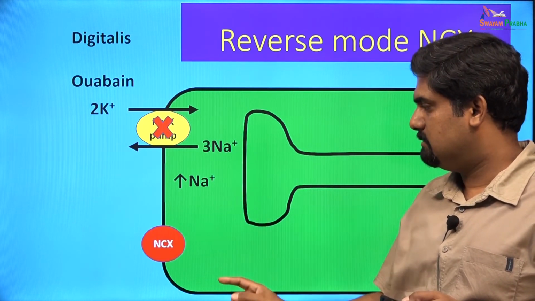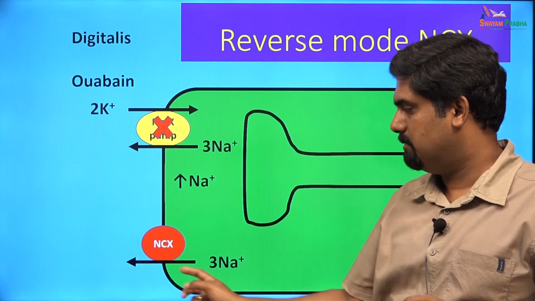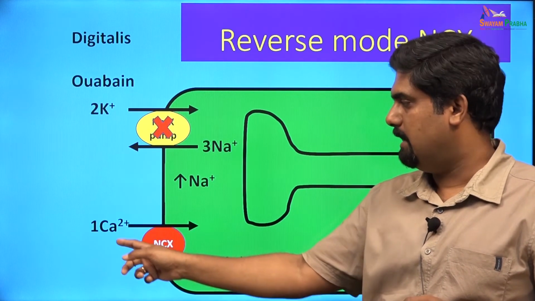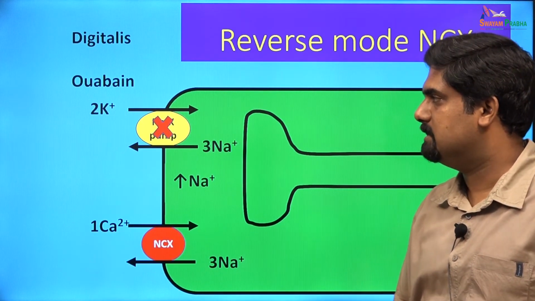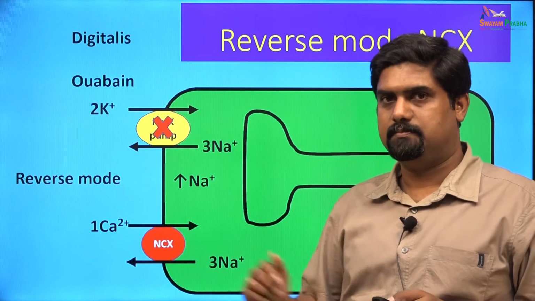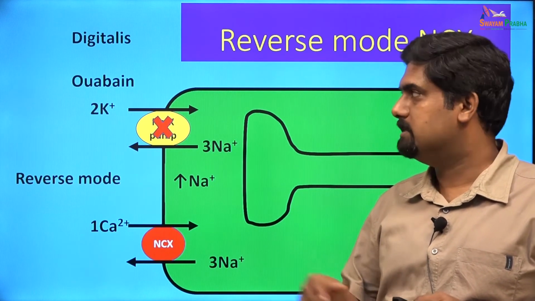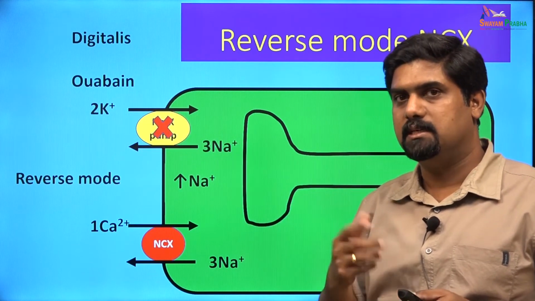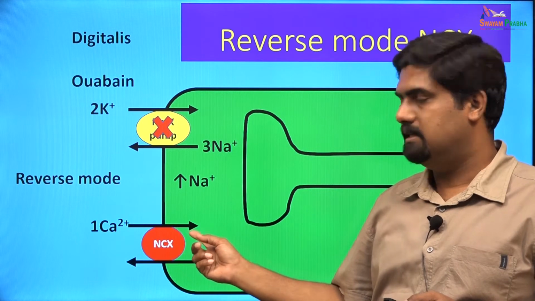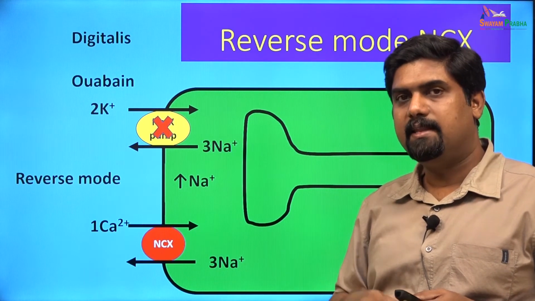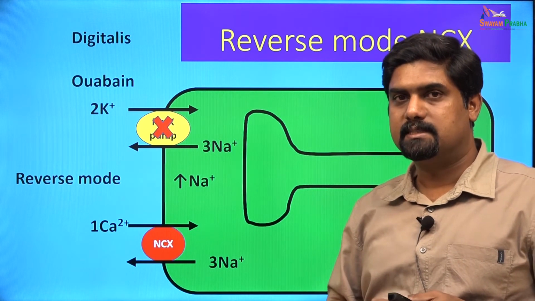The increased intracellular sodium is then cleared by the sodium calcium exchanger. So 3 sodium ions are moved out of the cell and 1 calcium ion is taken into the cell. This mode of operation of the NCX is called the reverse mode. Now this mechanism is taken advantage of by drugs like digitalis, which were earlier used for the treatment of cardiac failure, because they increase the intracellular calcium levels, and thereby increase the contractility of the heart and thereby the ejection fraction.